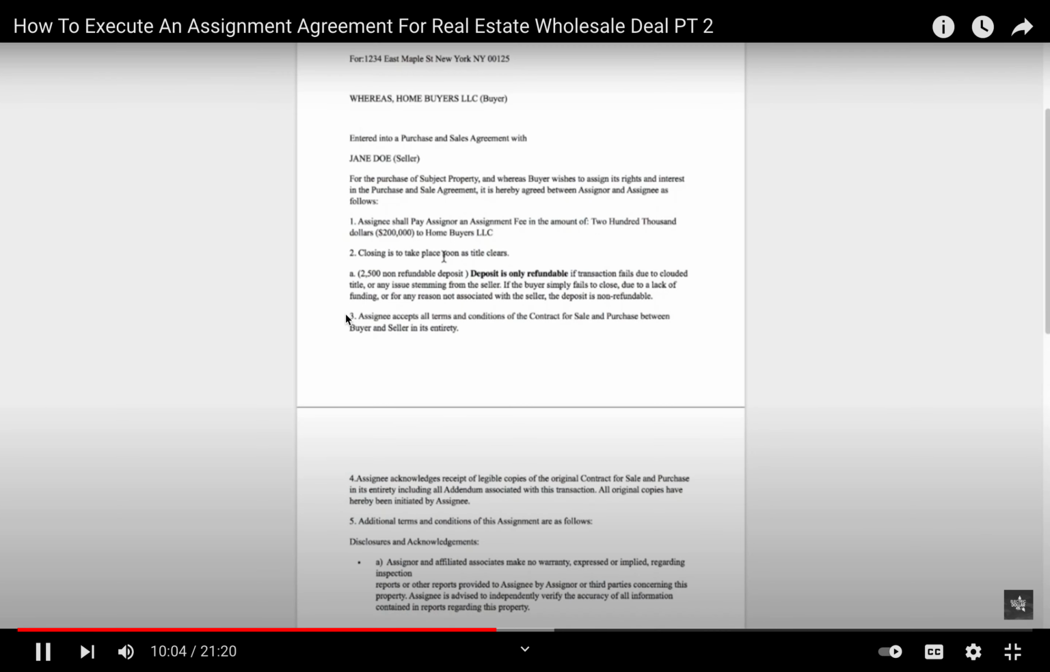money. Right here, number 3, assignee accepts all terms and conditions of the contract for sale and purchase between buyer and seller in its entirety. And that's just stating that whatever agreement that you have in the purchase agreement, that the buyer is accepting it in the assignment.